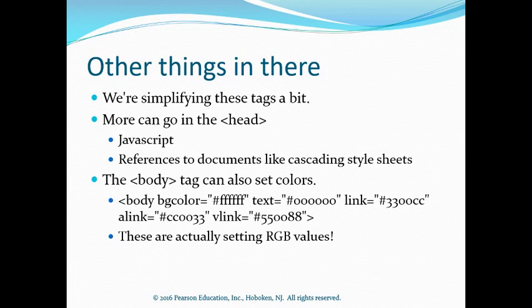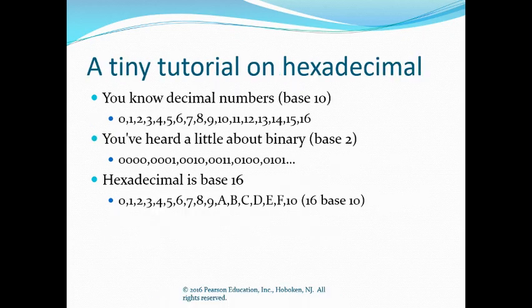The body tag can also set colors. So we have body bgcolor, which is background, right? And we have it set to 6 Fs. Text equals 6 zeros. Link is a certain color. Alink, so that's active link. Vlink, all these different things. And these are actually setting RGB values.